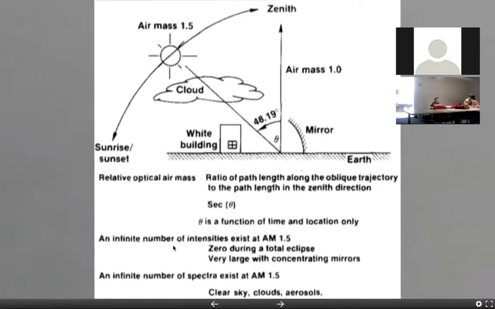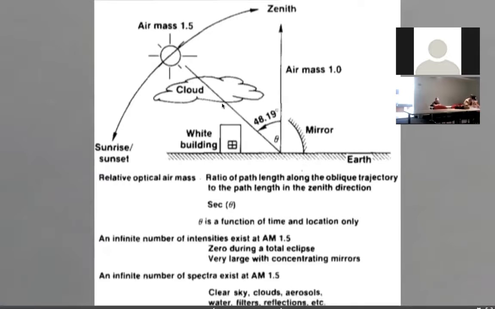Of course, there are many, many possible intensities at a given AM 1.5 because it can be cloudy, it can have an eclipse, it can have very large intensity because of concentrators and so on. So that's another thing to keep in mind. The spectra can also change. Even though we say AM 1.5, in practice it can change because of scattering from the clouds, pollution, all kinds of different things.